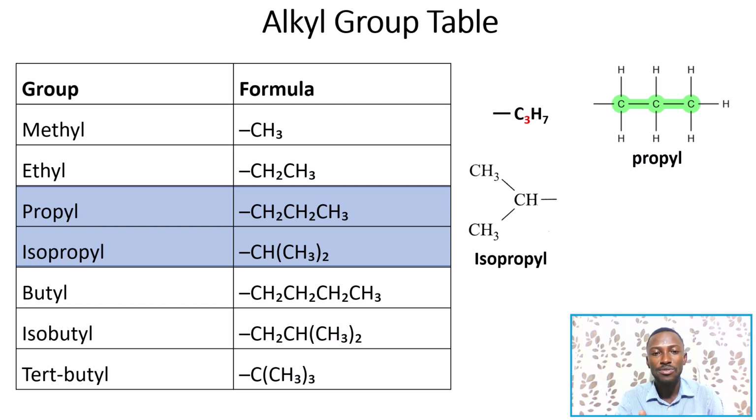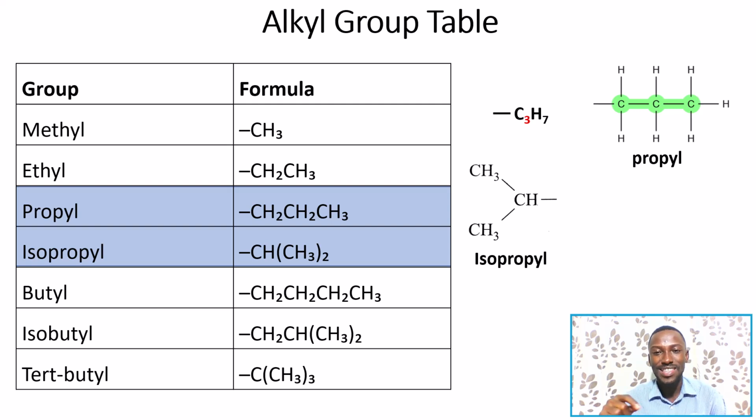Let's count the number of hydrogens. We have 2 plus 2, that is 4, plus 2, 7. Good. So we have C3H7. Good. So it's just the same thing. So naturally, that is a propyl. So how come we now have isopropyl? It's isopropyl because the molecular formula is the same.